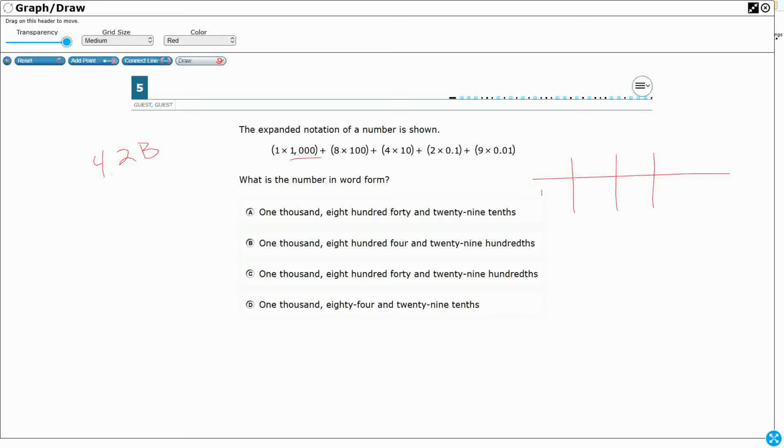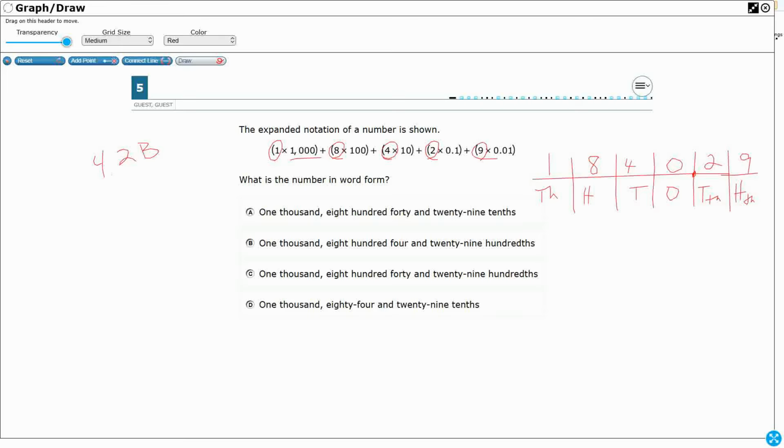So I've got my thousands, my hundreds, my tens, my ones, and then let me get my decimal here, and then the tenths and hundredths. All right, so I've got a 1 in the thousands place. I've got an 8 in the hundreds place. I've got a 4 in the tens place. I've got a 2 in the tenths place. So I'm skipping ones. I'm going to put a 0 there. I've got a 2, and then I've got a 9 in the hundredths.